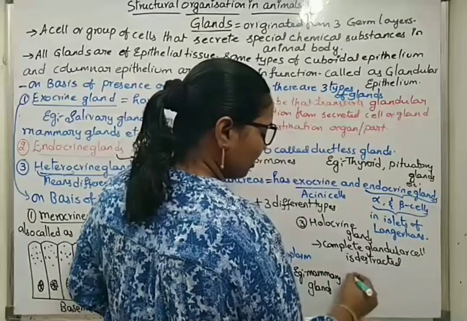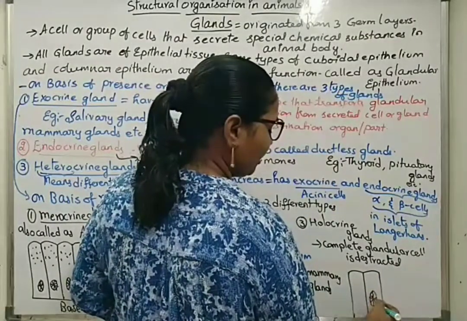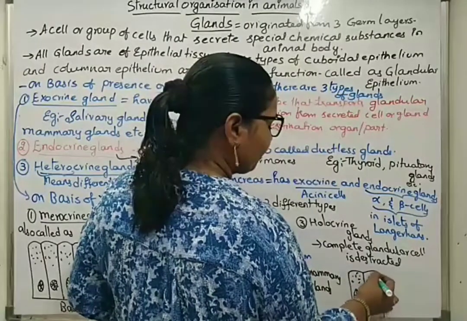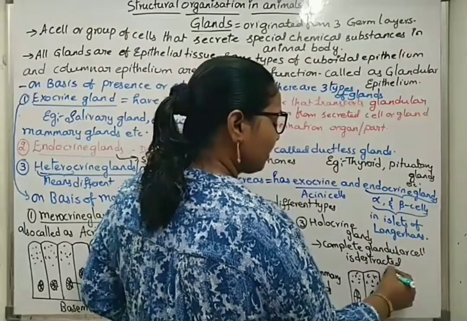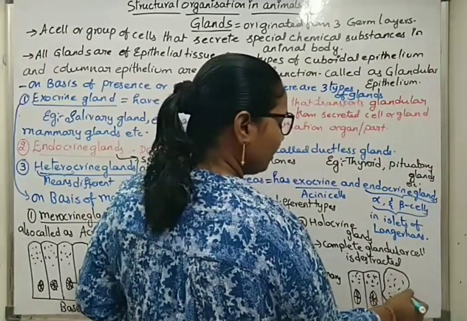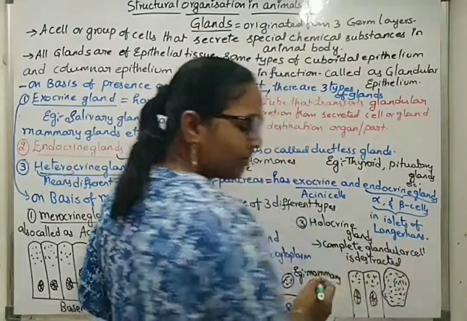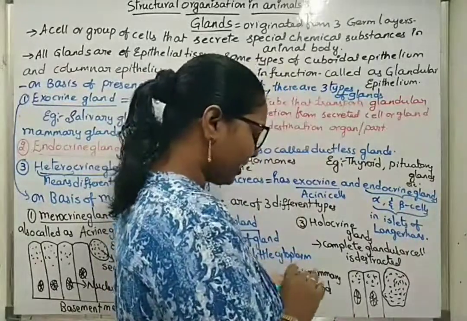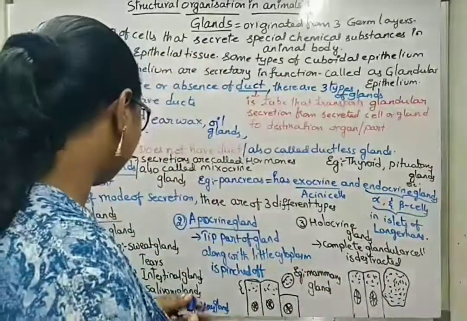Suppose this is the epithelial cell, this is the nucleus, and here will be the secretion. In this case, the whole cell will be separated along with the secretion. It has to burst to release the secretions. Such examples under holocrine glands are seen in sebaceous glands, meaning oil secreting glands.